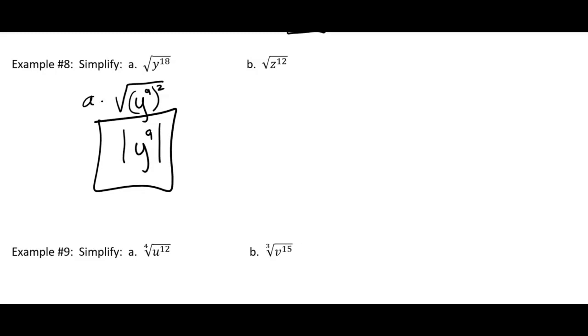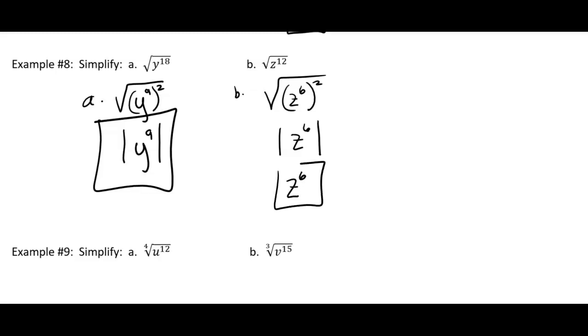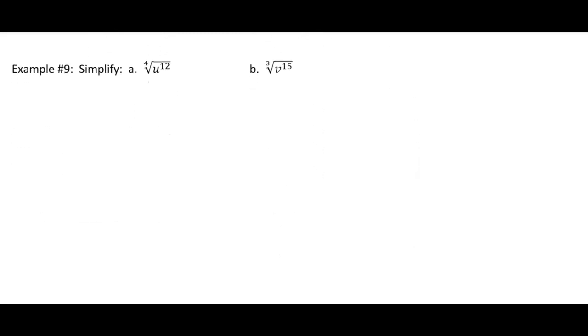All right, so part B. It's the square root of z to the 6th squared. So that's going to be, and this is how I'm doing it in 2 steps, the absolute value of z to the 6th, but then I decide I don't need the absolute value because z to the 6th is positive no matter what, because this is even. Okay? All right. So you might have to let it marinate for a little bit. Think about it. Okay. So we'll try some more.